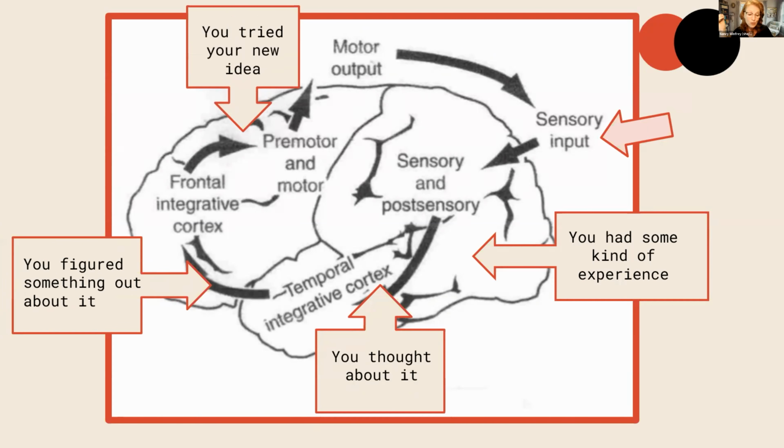So the main point here is that the brain is designed to direct the body. The purpose of thinking is to tell the body what to do next. So the brain is designed for action.